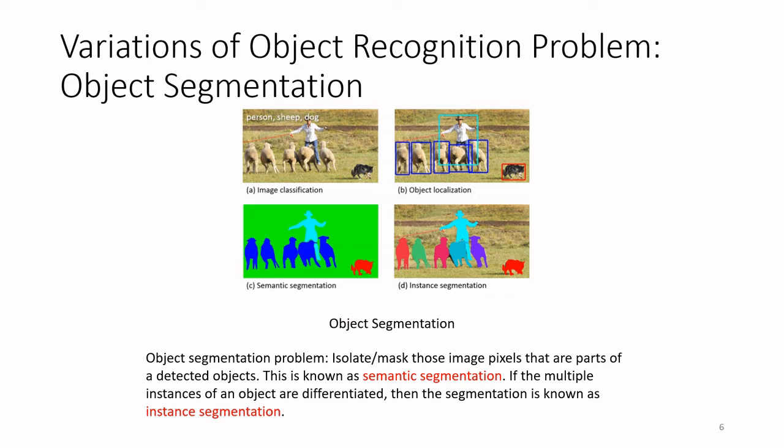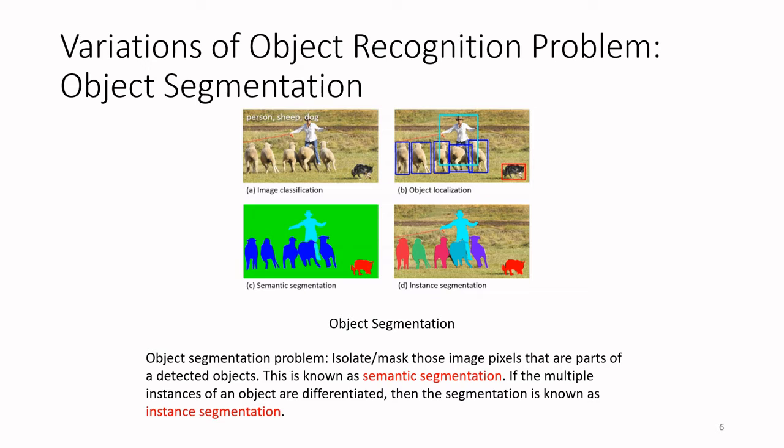Sometimes people want to make a further variation on the semantic segmentation problem, and that is known as instance segmentation. So if we look at our picture, in this picture we have 5 instances of the object sheep. That is, there are 5 sheep present in the image. In semantic segmentation, the pixels of all these 5 sheep will be colored with the same color, as we have done with blue in the left image at the bottom.